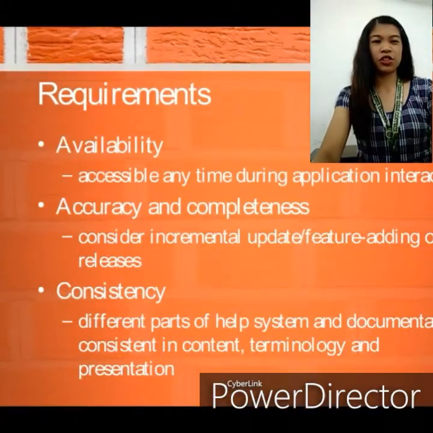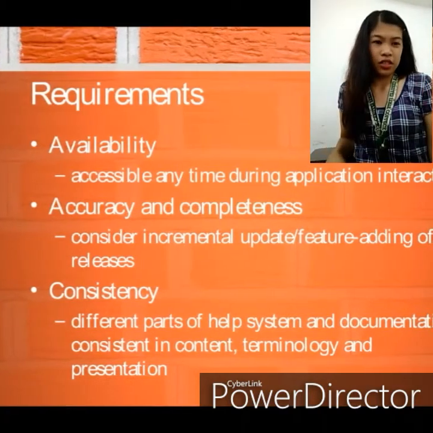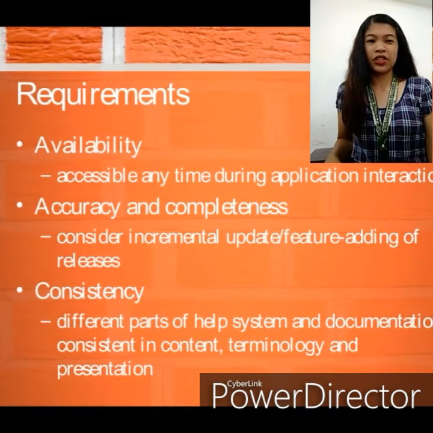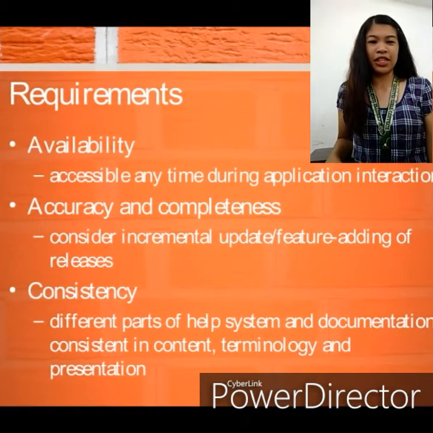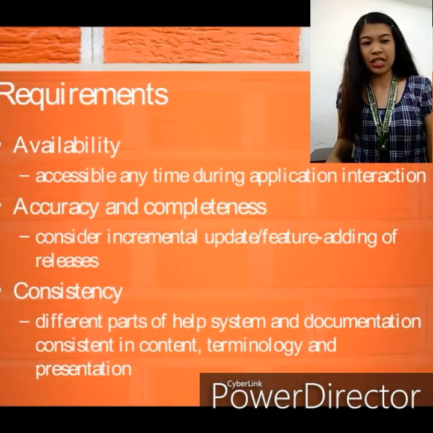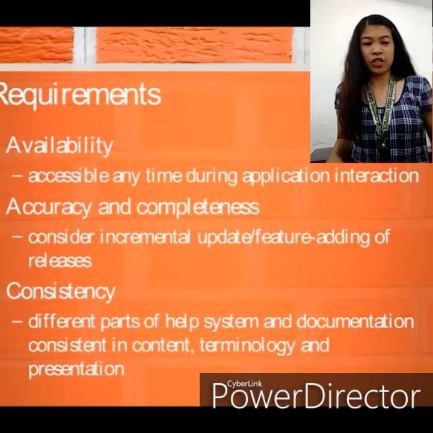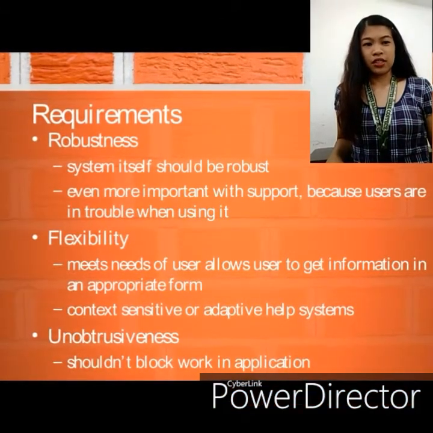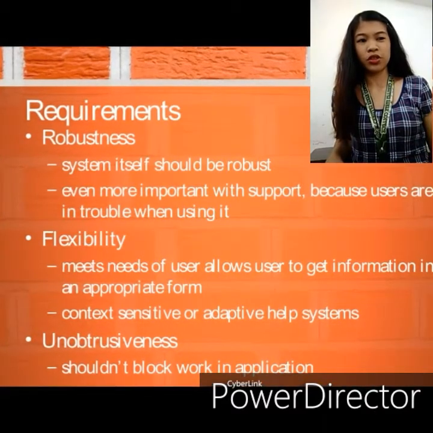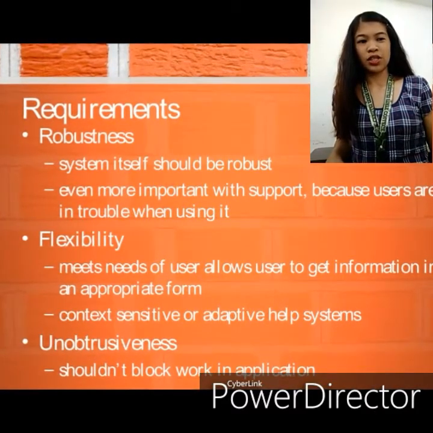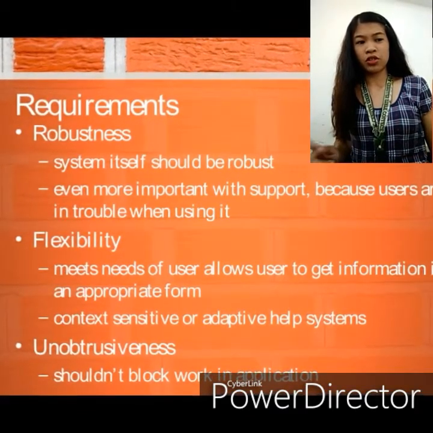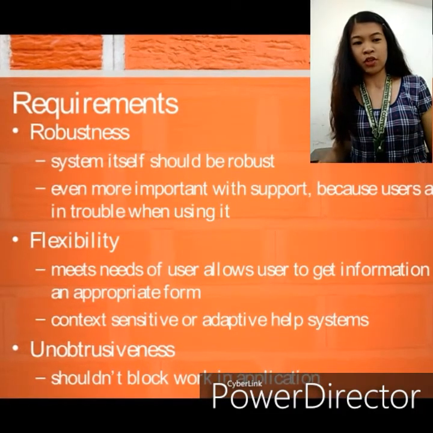Requirements of user support. Availability: accessible anytime during application interaction. Accuracy and completeness: consider incremental update features with the addition of releases. Consistency: different parts of the help system and documentation should be consistent in content, terminology, and presentation. Robustness: the system itself should be robust, even more important with support because users are in trouble when using it. Flexibility: meets the needs of the user, allows users to get information in an appropriate form.